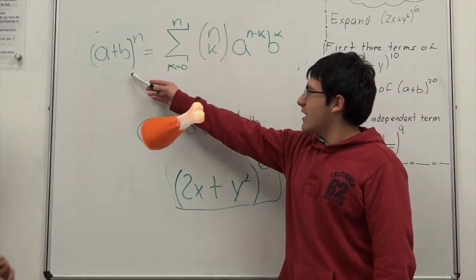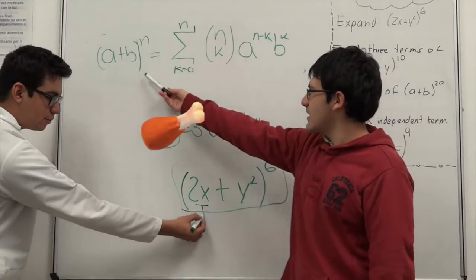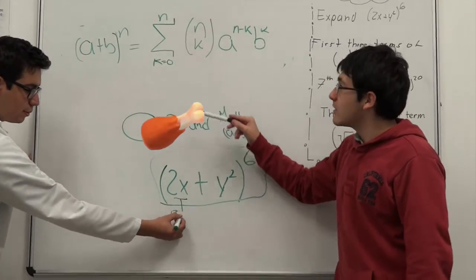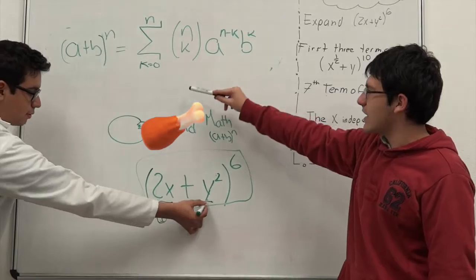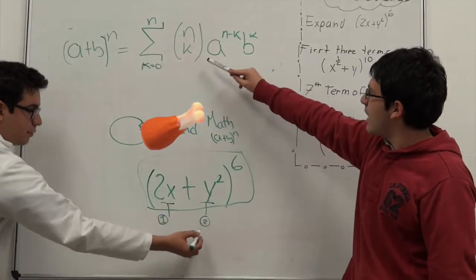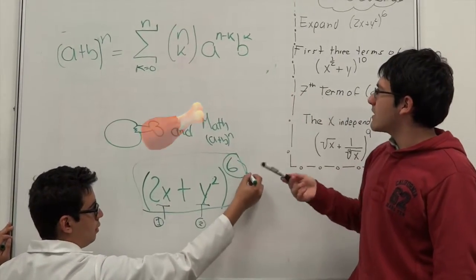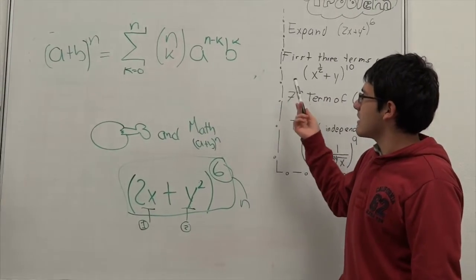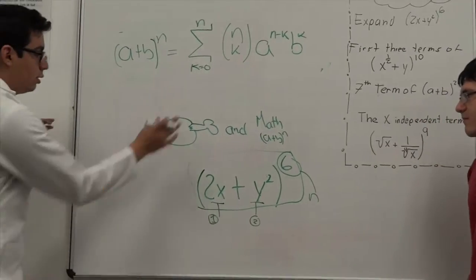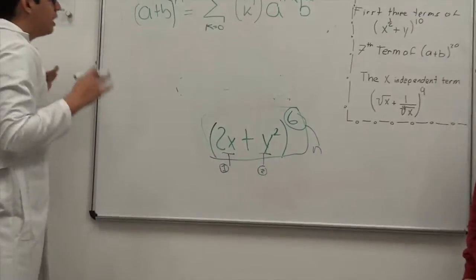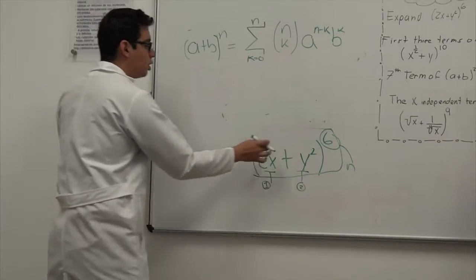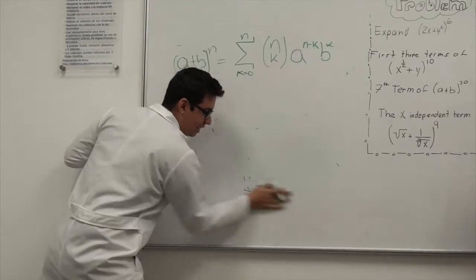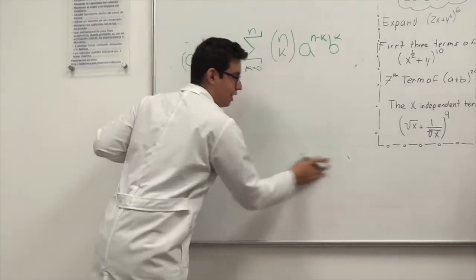Newton said that a binomial with two different terms, in this case a plus b to the n power, is equal to the sum, where k goes from 0 to n, of n combinatory k times a to the n minus k and b to the k. So, the only thing that we have to do is substitute these values from here. So, let's go to work.